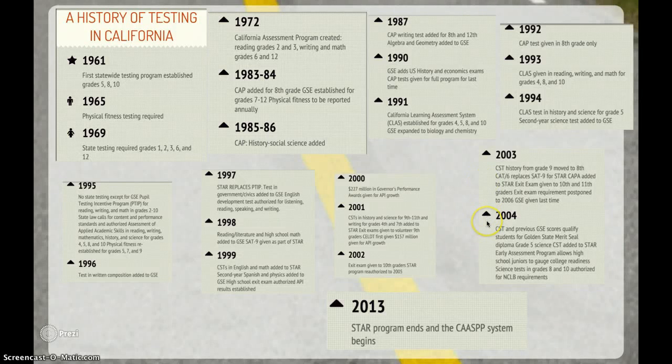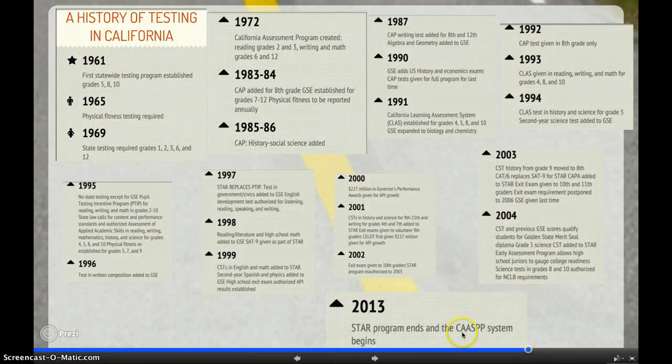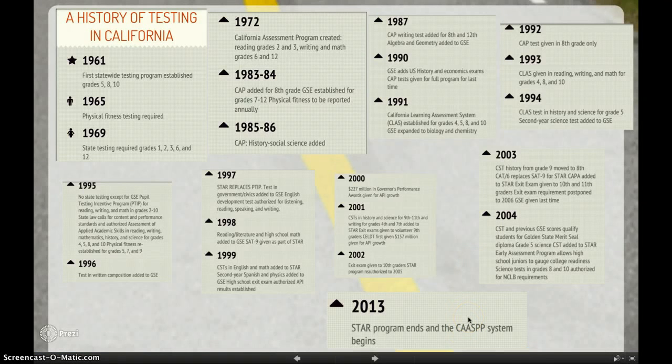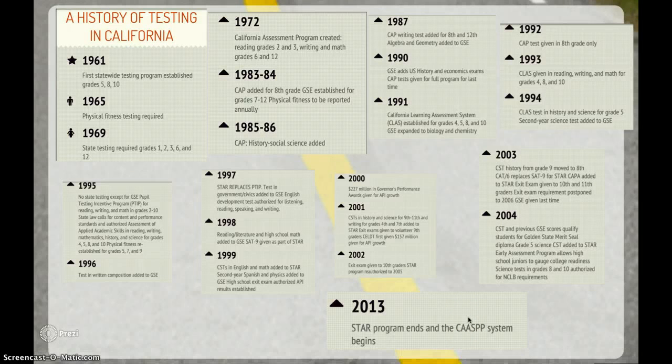In 2004, the 5th grade science CST was added to STAR, and science tests were developed for 8th and 10th grades due to No Child Left Behind requirements. Finally, in 2013, the STAR program ended and the California Assessment of Student Performance and Progress, or CAASPP, which is also known as the Smarter Balanced Test, was authorized to accommodate Common Core state standards.